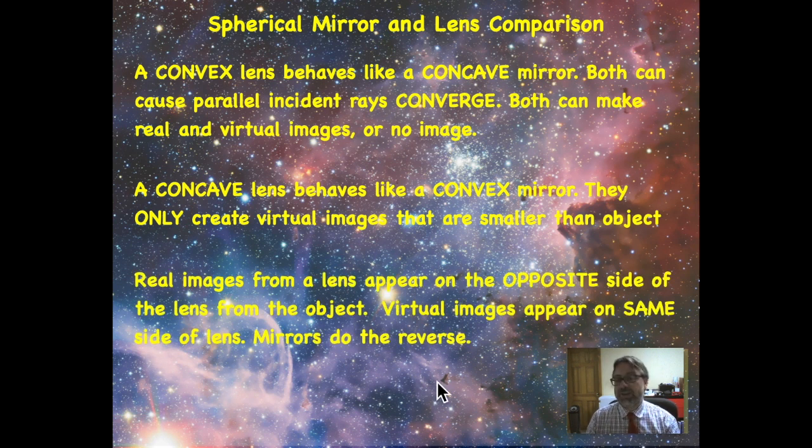And finally, an important difference to remember is that real images from a lens always appear on the opposite side of the lens from the object. Virtual images appear on the same side of the lens as the object. For mirrors, that was backwards. It was the reverse for mirrors. But that handy tip we said before, that a real image is always inverted from a single mirror or lens, still holds true. So if you're carefully drawing your ray diagrams and you realize that the light from the top of an object is going to create an image that is upside down, then you know you're dealing with a real image. And if you stuck a piece of paper at that location, you could project it.